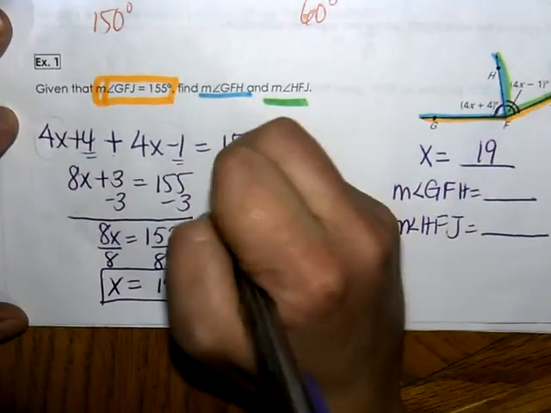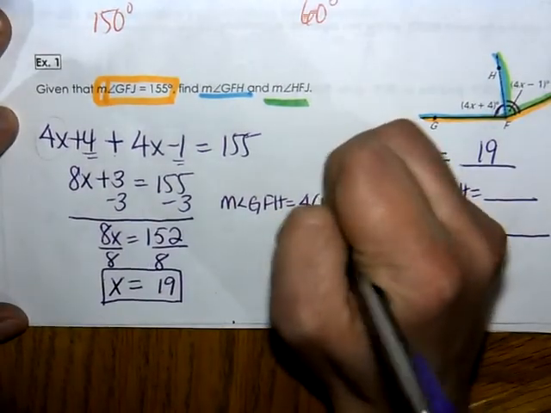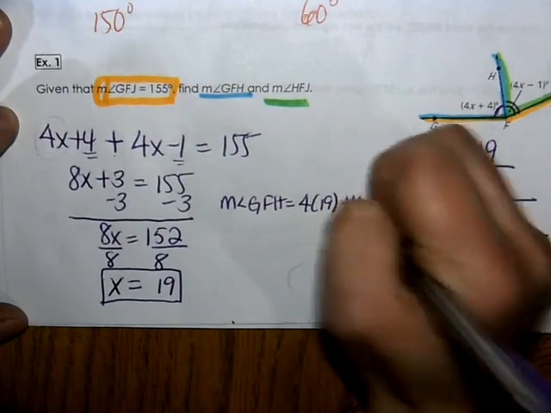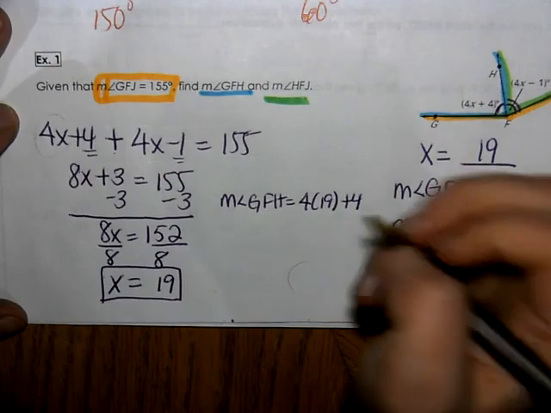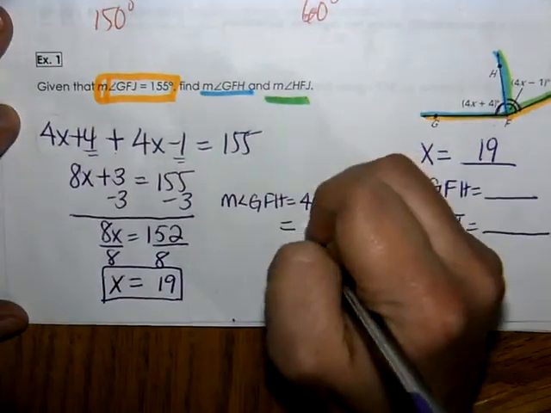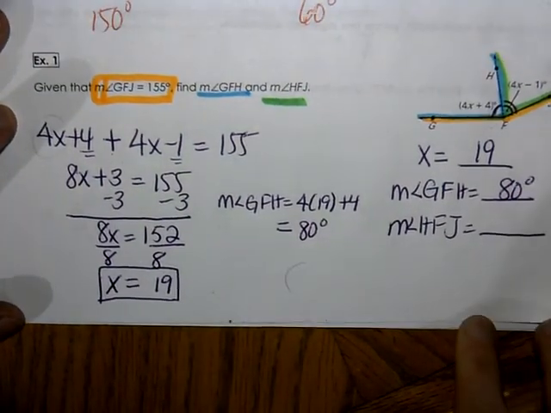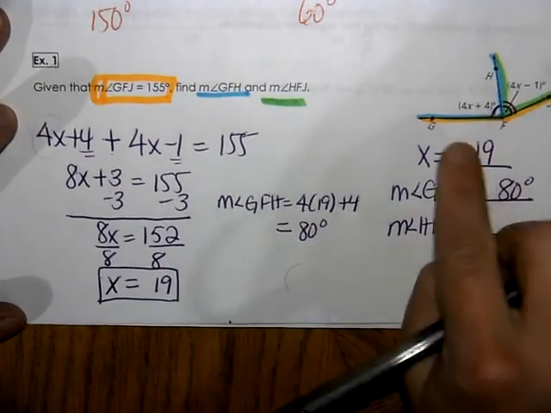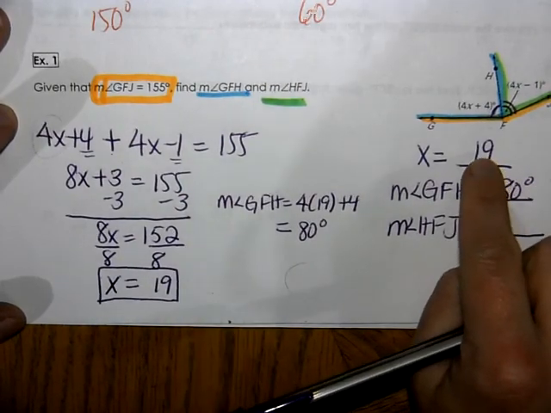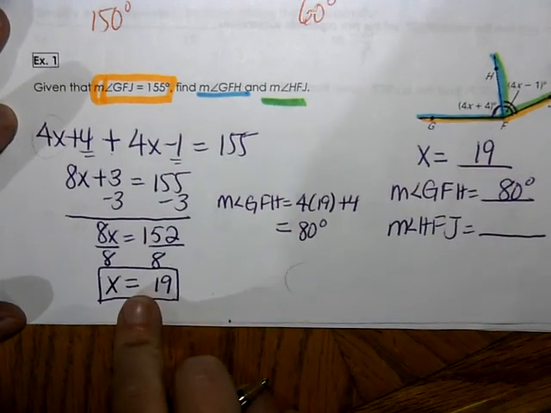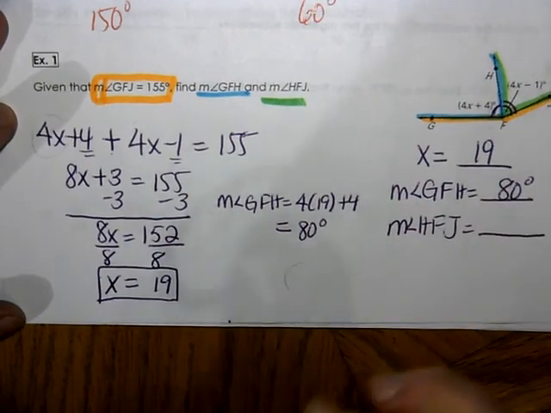So I'm going to write the measure of angle GFH is equal to 4 times 19 plus 4. So 4 times 19, plus 4, is equal to 80 degrees. Since we are talking about the measure of an angle, we need to make sure that we put a degree symbol. Notice x equals 19 does not have a degree symbol, and that's because x is not an angle. So only angle measures would have degree symbols.